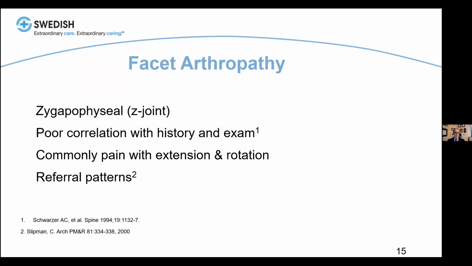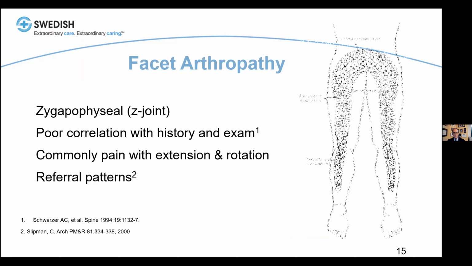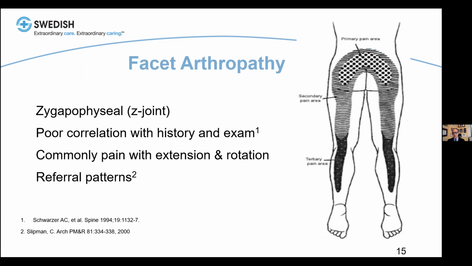Again, we said it's sometimes common with extension and rotation, but again, it is sclerotomal. Remember, we said there's myotomal, dermatomal, and sclerotomal. This is a joint, and we'll talk about those referral patterns. Slipman did this work a number of years ago, and others have done the same, where they injected toxic chemicals into facet joints, and then they mapped out where these referral patterns were. Interestingly, a number of these referred into the buttock, but also into the posterior hamstring, and a small percentage of people into the calf.